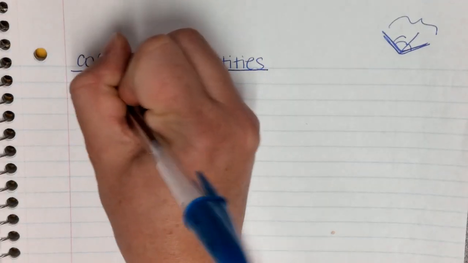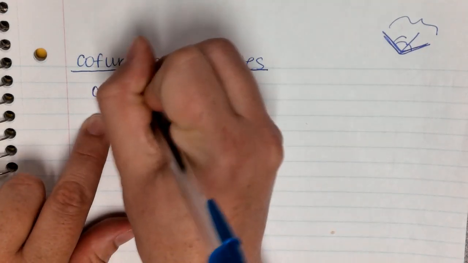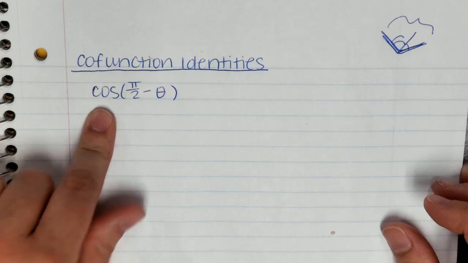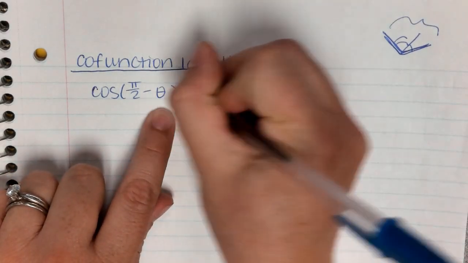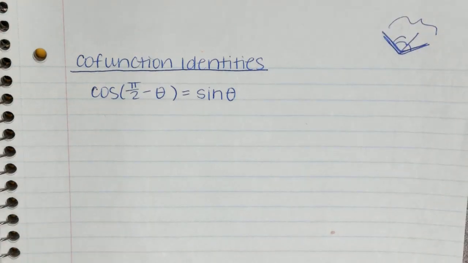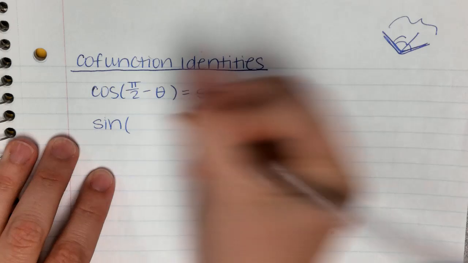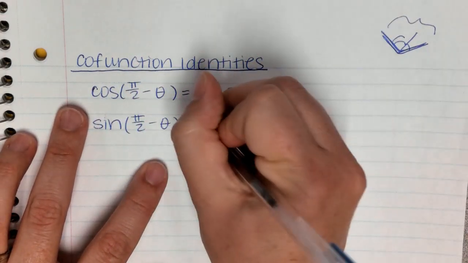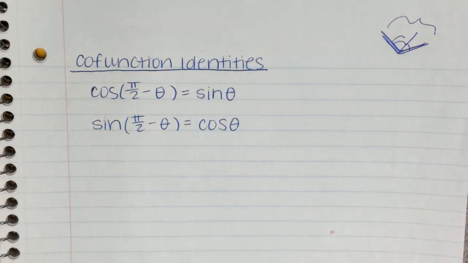The first one is that the cosine of pi over 2 minus theta is equivalent to the sine of theta. You can also swap these trig functions, and that would also be an identity. The sine of pi over 2 minus theta is equal to the cosine of theta. How? I don't understand how. We'll talk about it.